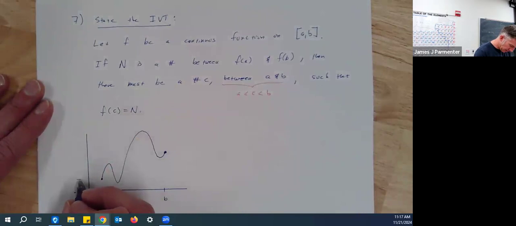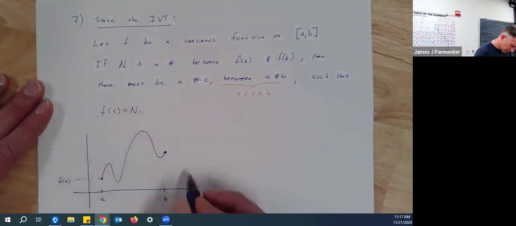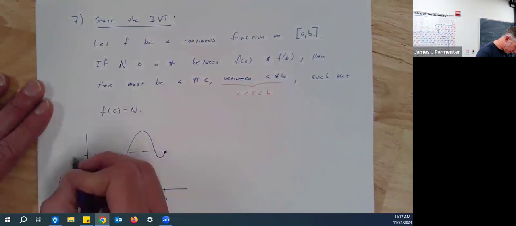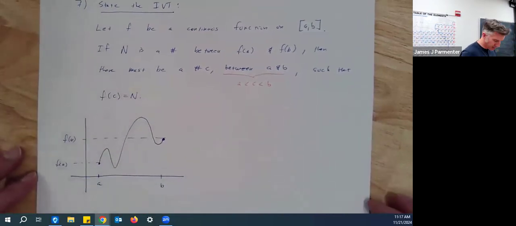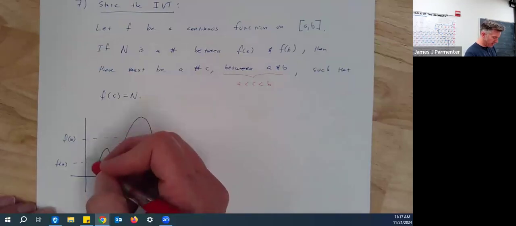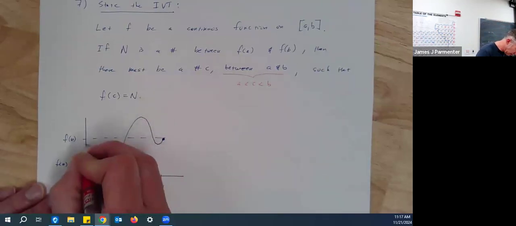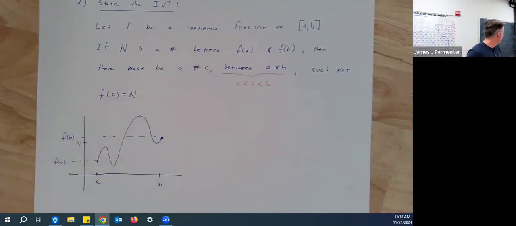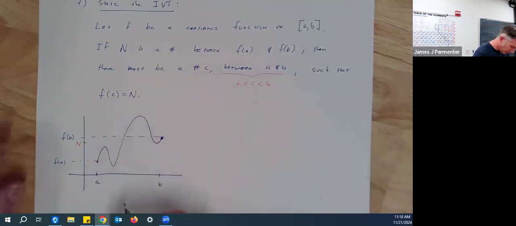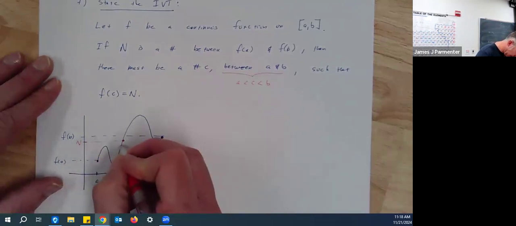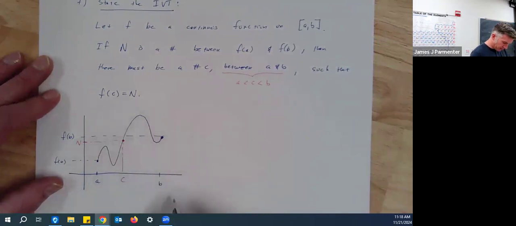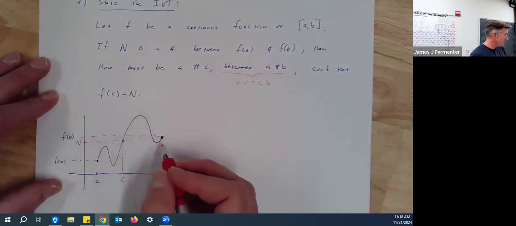So here's my f of A, and here's my f of B. And what this theorem says is that for any value between f of A and f of B, let's say like we have a value there, let's call that our n, there must be a corresponding value between A and B that gives you that. So here, if you just draw across like this, that value right there, so there's our C.